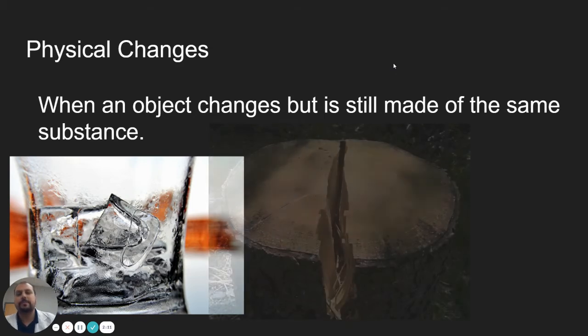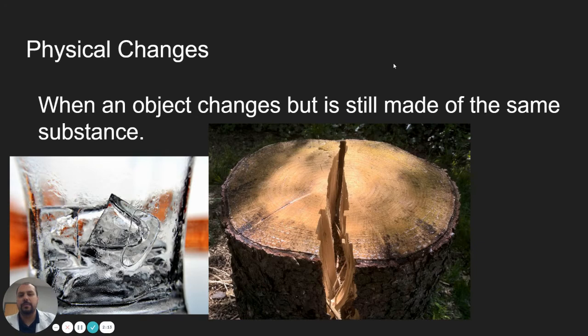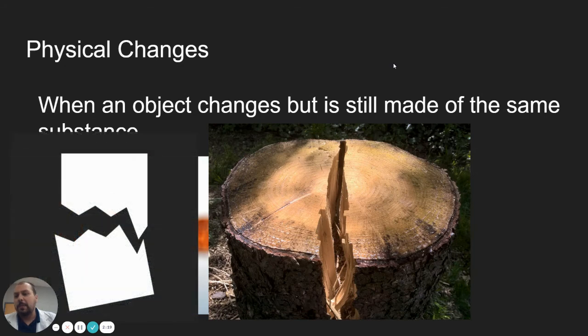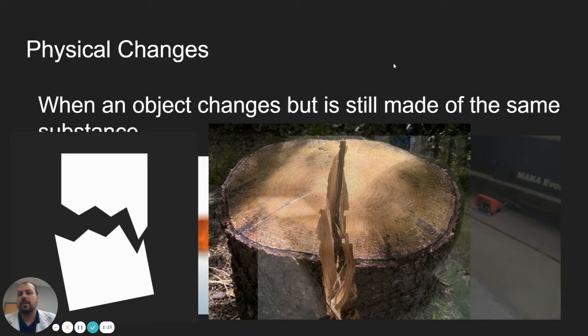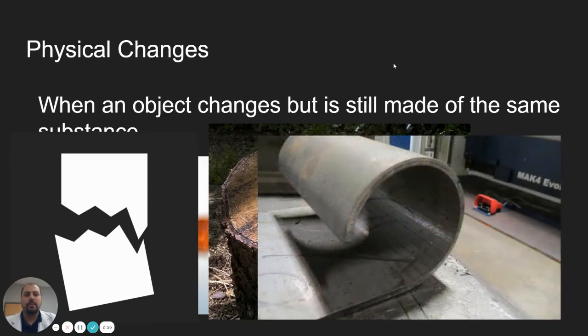Still H2O. Splitting a piece of wood, it's still wood. It's not a different substance. It's just a smaller piece. Ripping paper, same thing. It's still paper. It's just ripped. Here's metal that was bent. So metal is malleable, and so it's bent.